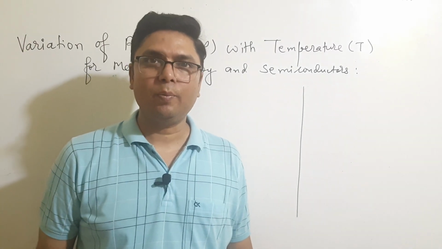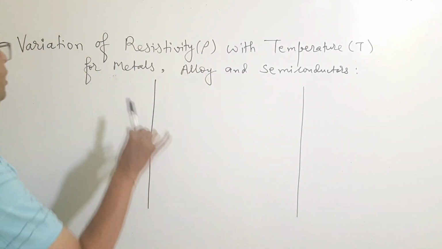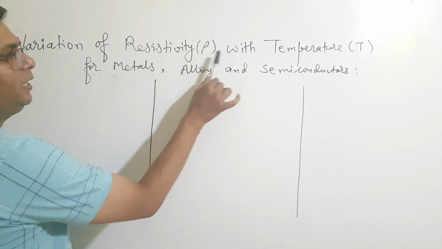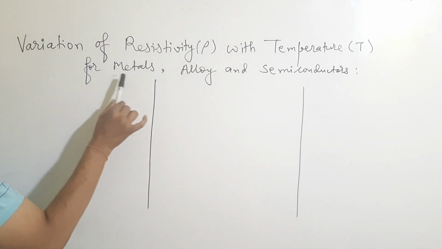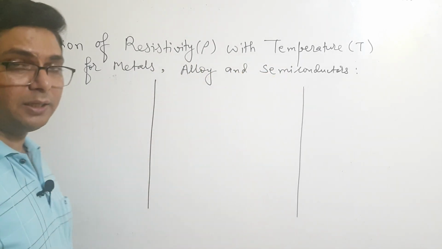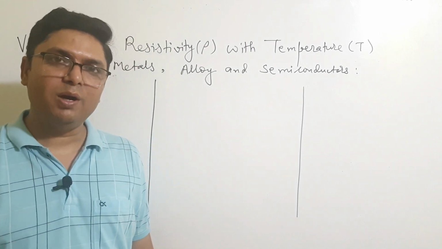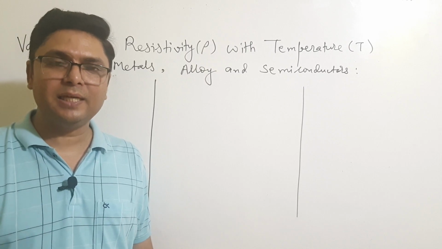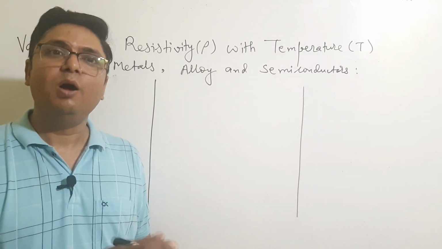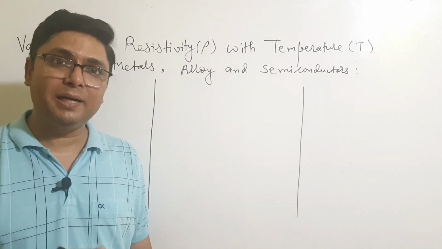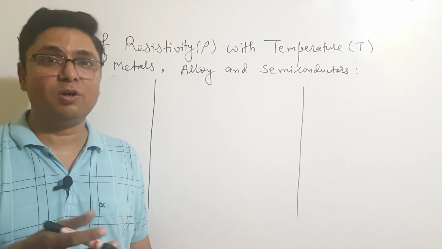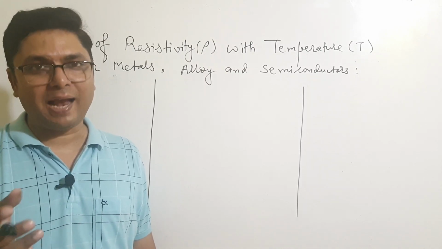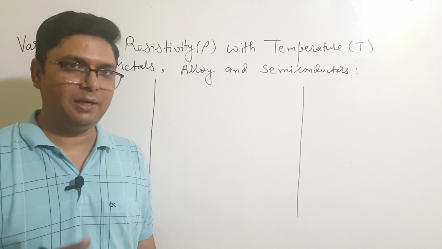Student, in this topic you are going to learn the variation of resistivity with temperature of metals, alloy and semiconductor. Here you are going to understand what will happen if temperature increases in the case of metal, what will happen to resistivity with rise in temperature of alloy, and rise in temperature for semiconductor.